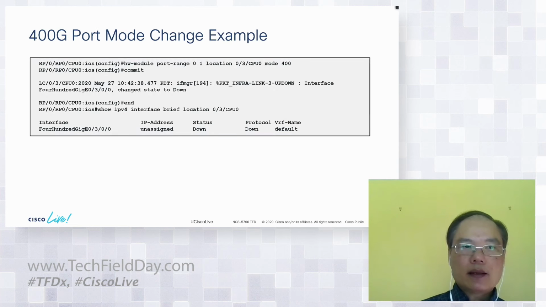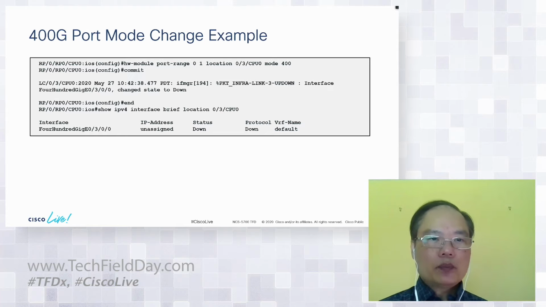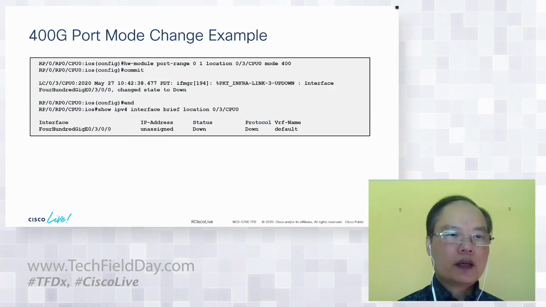This slide shows the CLI. And after you apply this hardware module port range command, you can see that it automatically generates a 400 gig interface in software.